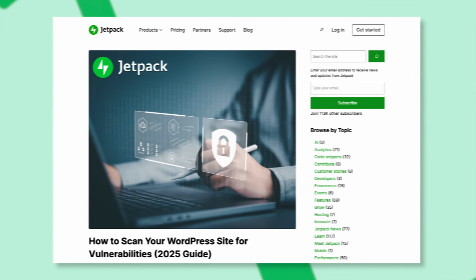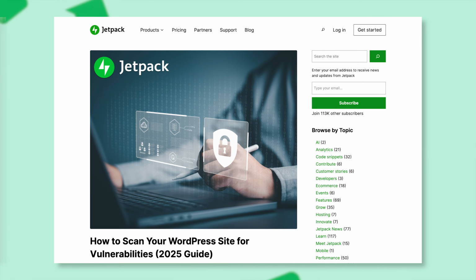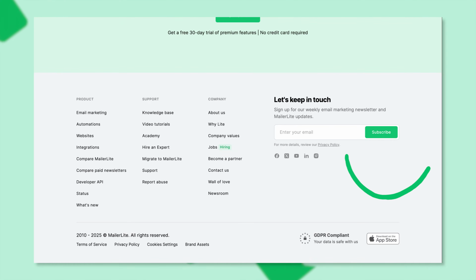Embed forms in key places, like the top of the sidebar of your website, or in your footer, or at the end of a blog where it's less intrusive and visitors are more likely to convert. You can also test placing forms on your most popular pages.